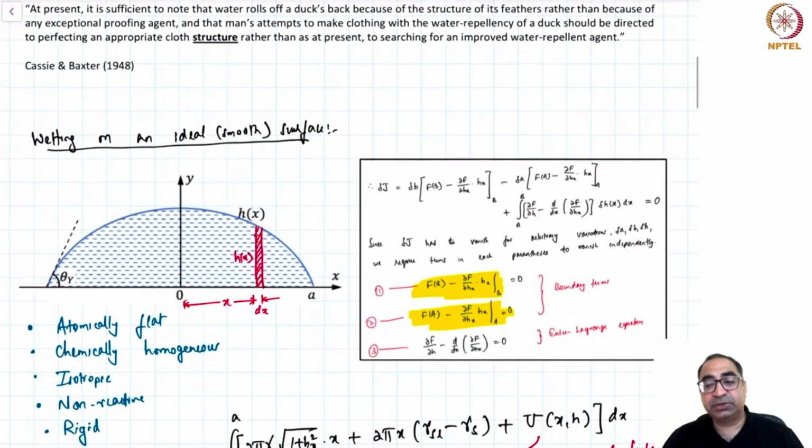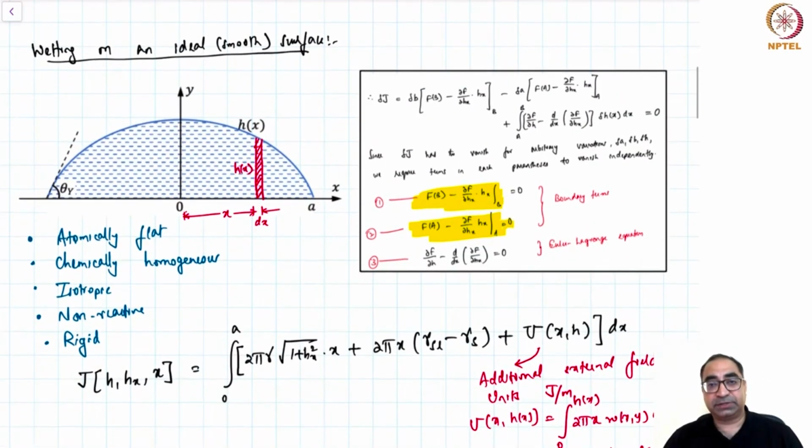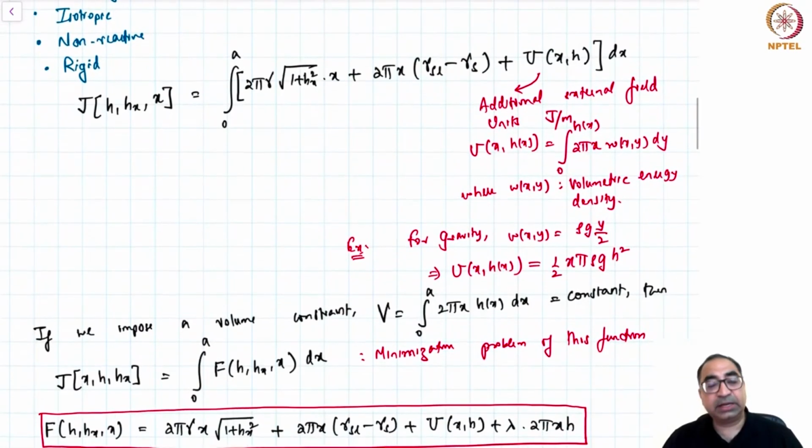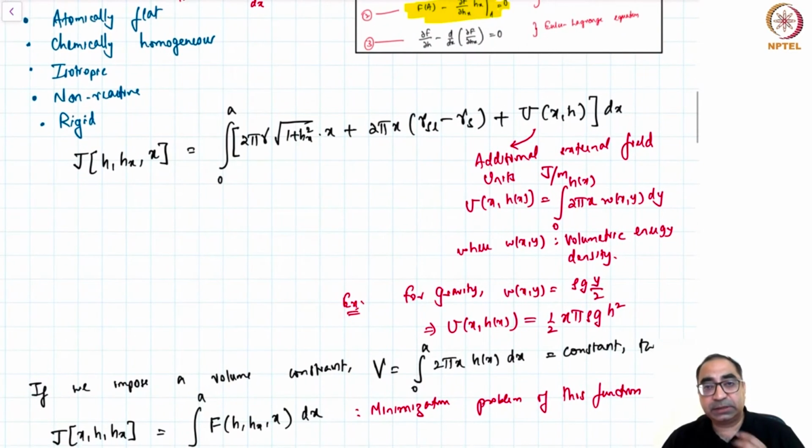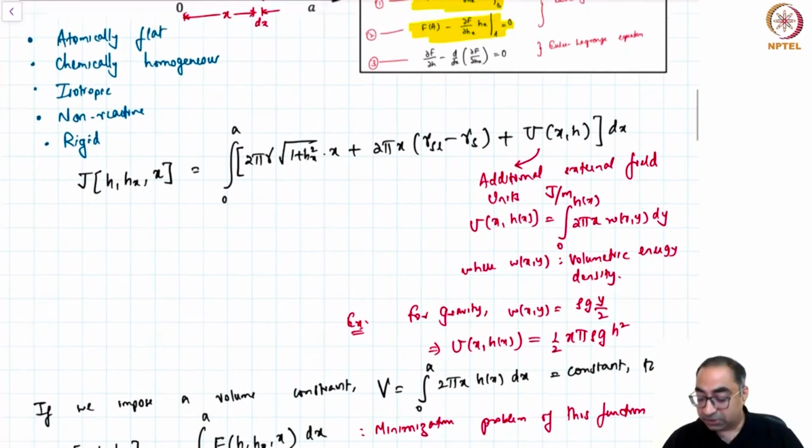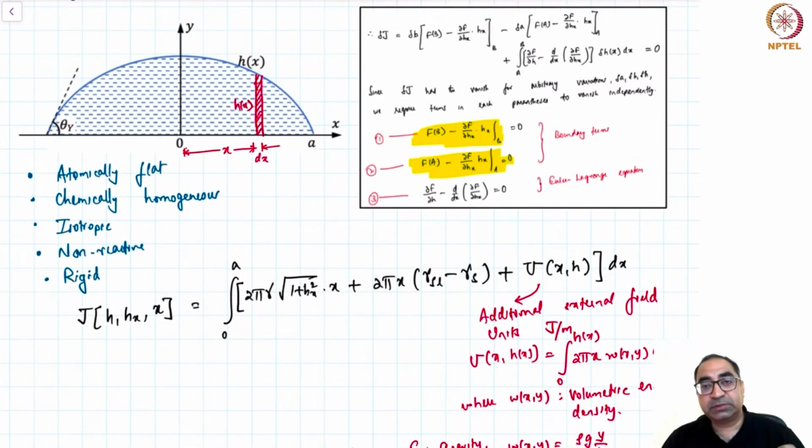I then extended the discussion to look at wetting on an ideal rough surface. This is a surface which is atomically smooth, chemically homogeneous, which means that the surface energy of the solid does not change in space. Now, this was a discussion that we had already. This was a problem that we've already studied in the two-dimensional setting. I just redid the problem for an axisymmetric case, and the analysis is identical, except that the integrations are slightly different because the area element that we've taken is slightly different.